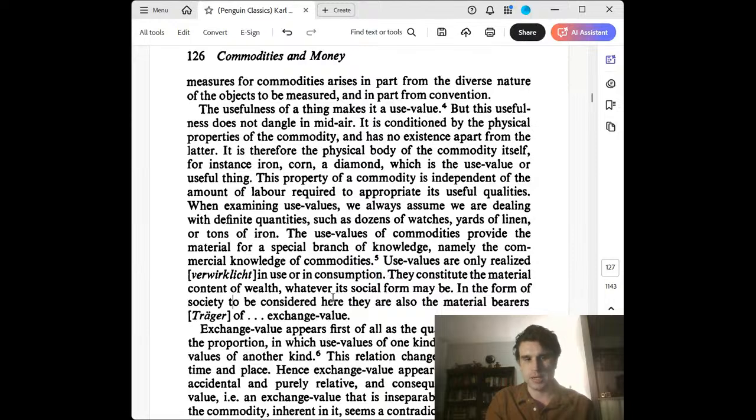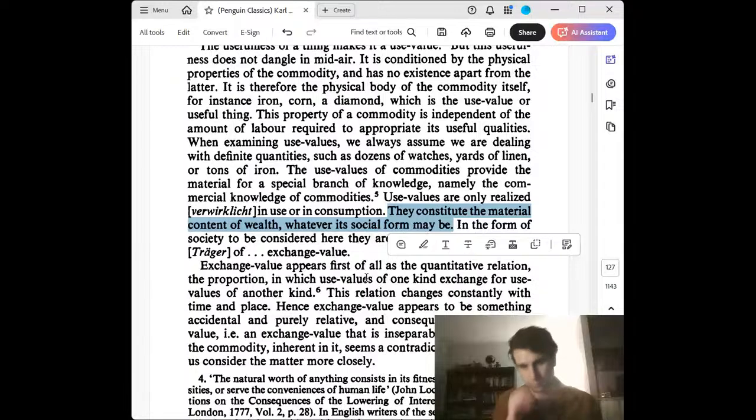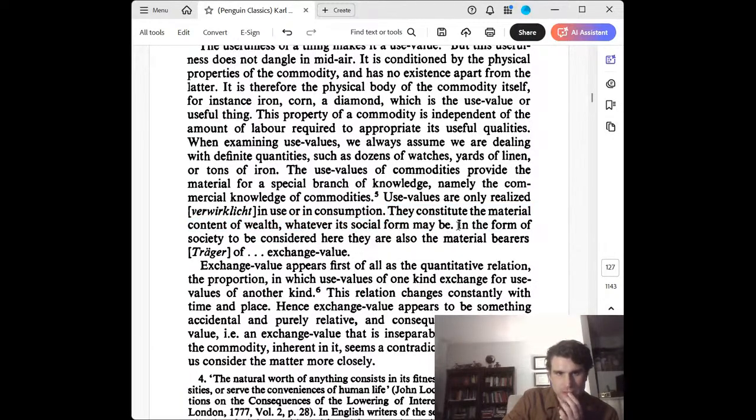They constitute the material content of wealth, whatever its social form may be. So wealth, the material content of wealth, is use value. But this material content, the amount of use values, these things, can take on different social forms depending on what society we're talking about. In the form of society to be considered here, they are also the material bearers, Träger, of exchange value. Träger, from tragen, to carry, to wear, to bear.